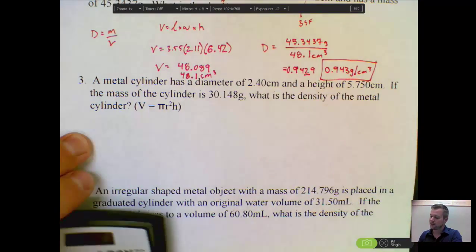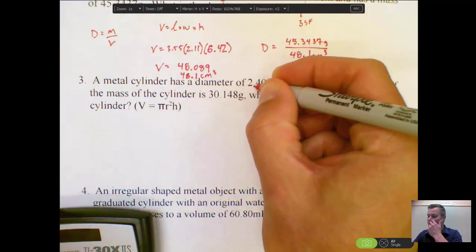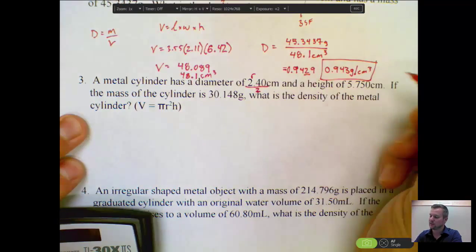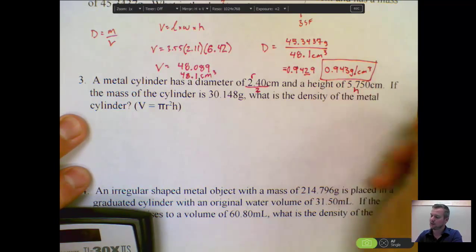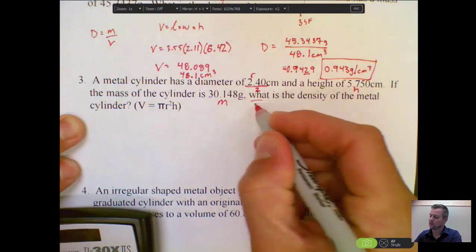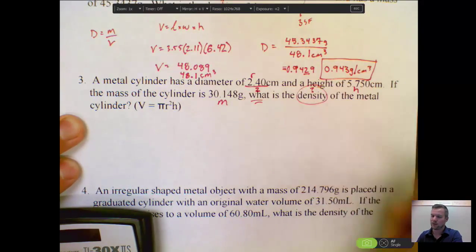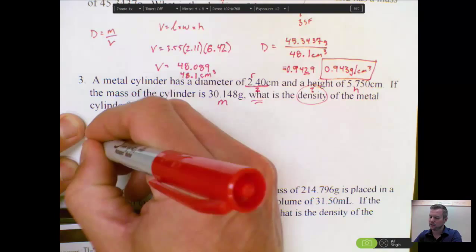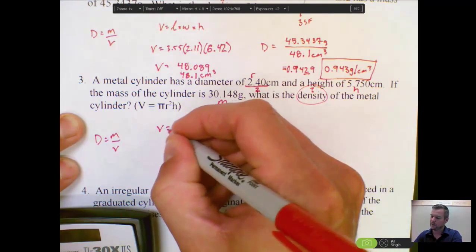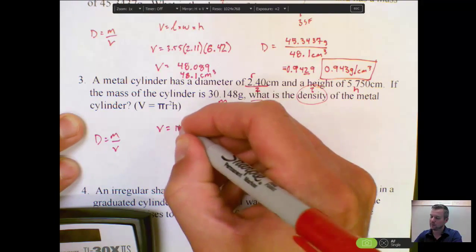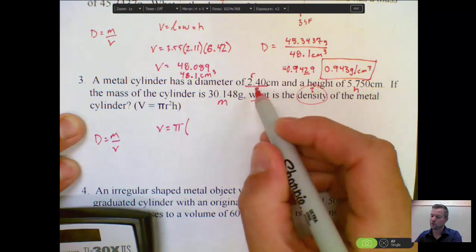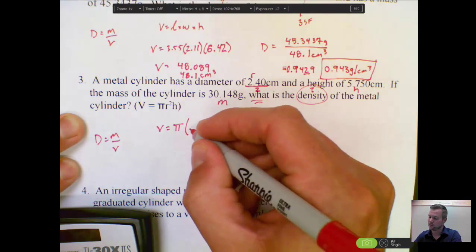Problem number 3, it's telling you a diameter. We can't use a diameter, we can use a radius. If we divide this in half, so divide by 2, and that's a radius. Here's our height. If the mass of the cylinder, so that's m. What, question word, is the density? Solving for density. D is equal to m over v. First solve for volume, pi r squared. So I want you to use the pi key on your calculator. We need the radius, which 2.4 divided by 2 is equal to 1.2.